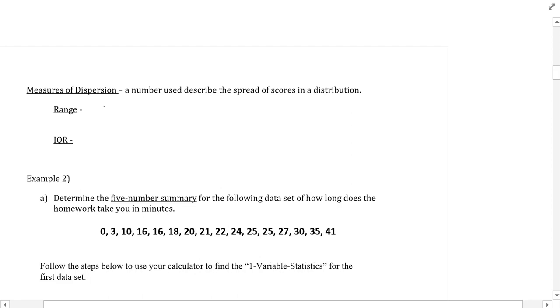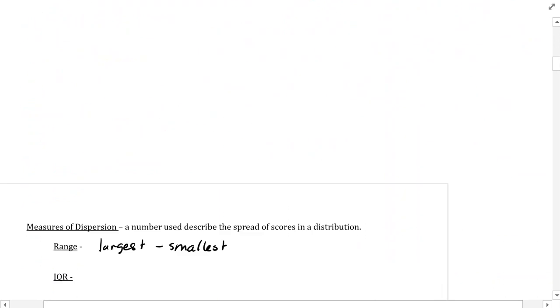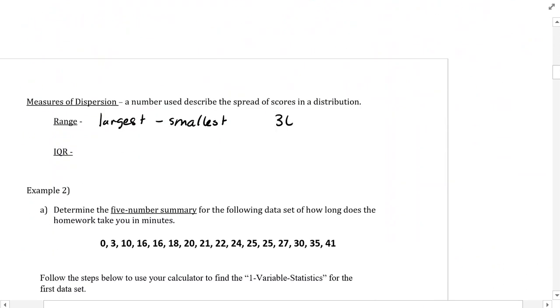So for our range, we do our largest minus our smallest. Our largest value here was 36, and our smallest was 5. So this would be 36 minus 5, which is 11 for our range. This is not to be confused with range of a function, where it's an interval. This range is solely a single value.